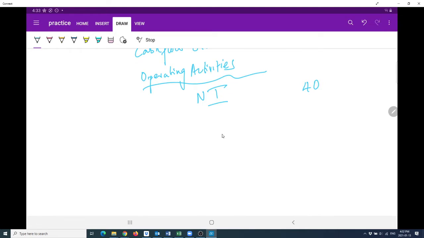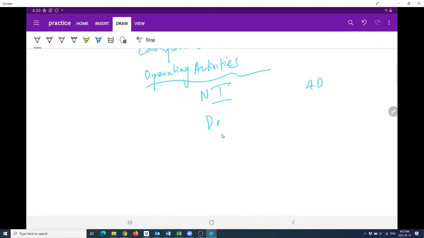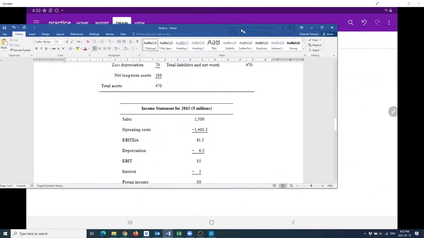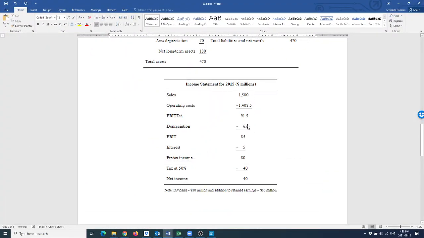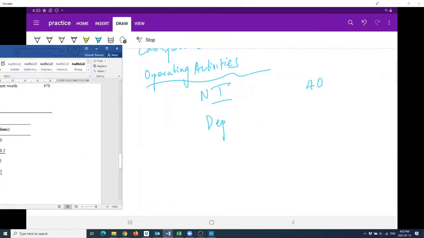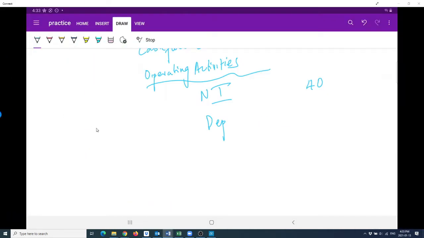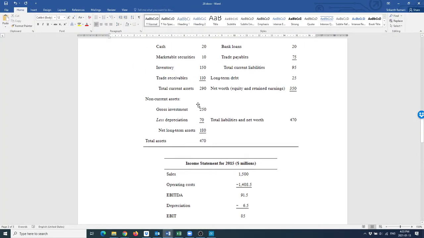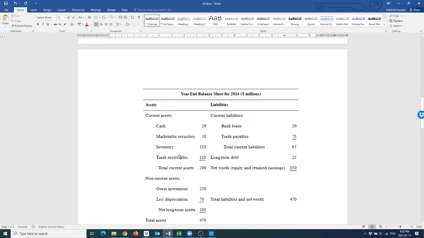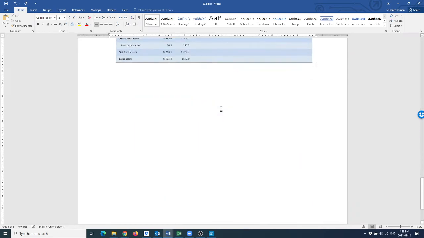To this net income, the first thing which is a non-cash charge is depreciation. Depreciation is given as $6.5 for the year 2015. It's a non-cash charge, so you add that back: 6.5. The next thing you have to figure out is to look at all the balance sheet items. In your balance sheet, this is the year 2014, and you have the year 2015 over here.